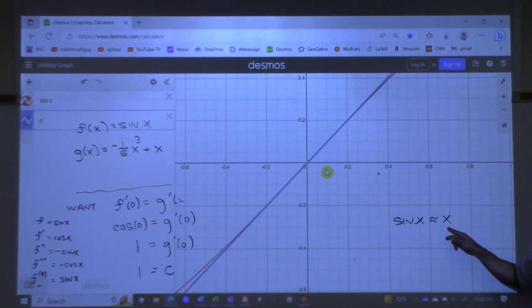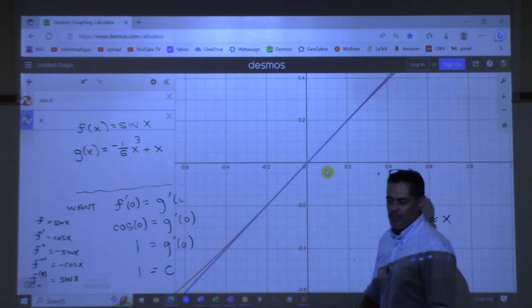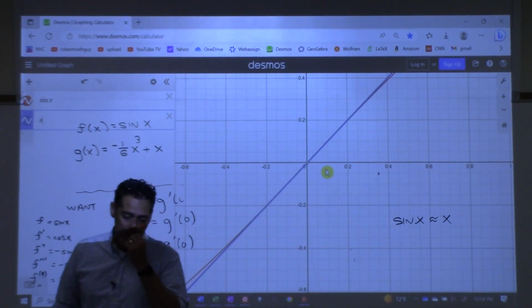So if x is small enough in a physics class, we will say, you know what, let's not deal with sine x. It's going to make things nasty. Just replace that with x. But it only works if you can guarantee that the x is small. And you can see it from the picture. They're essentially the same functions near 0. Once you get a little bit bigger, you can't, right?